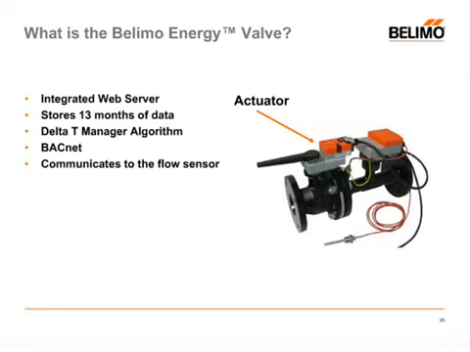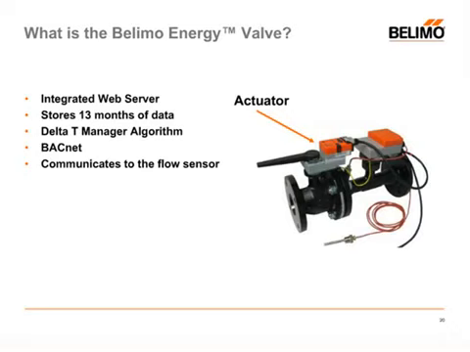And what the energy valve actually does by having this delta T manager built into the actuator, and also having those two temperature sensors, is it allows us to recognize the condition of the coil and to understand when that delta T starts to drop.